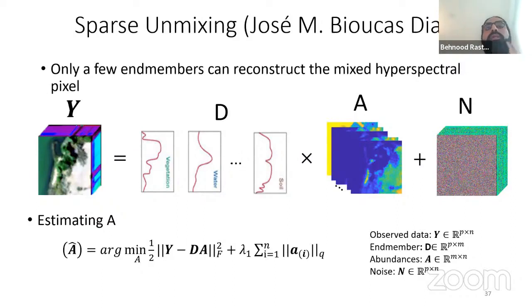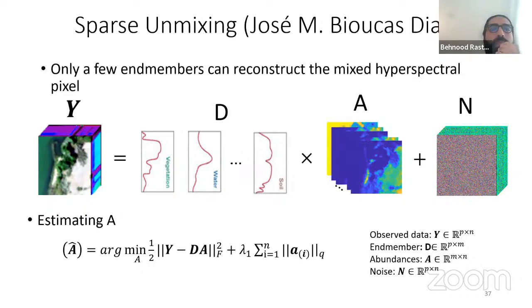Sparse unmixing was actually invented by Jose Bioucas-Dias. So basically you realize that only a few endmembers can reconstruct the mixed hyperspectral pixels, and if you have a properly designed dictionary D of your endmembers, then you can use sparse regression to solve this problem and estimate the abundances. So in sparse unmixing, that's why it is sometimes called semi-supervised, you use a dictionary to estimate your abundances, and you need to promote sparsity on your abundances.